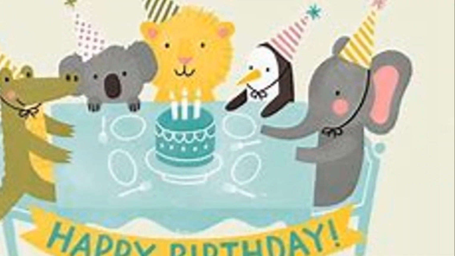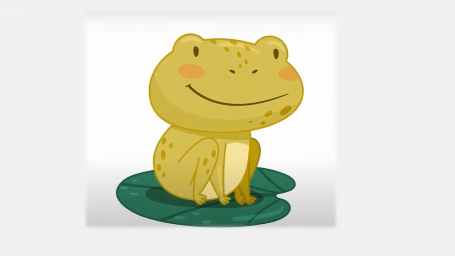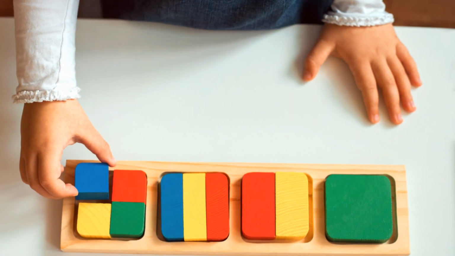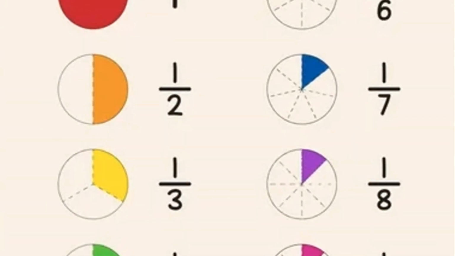As our animal friends continue to enjoy their cake, Froggy gives them one last piece of advice. Keep exploring, keep asking questions, and keep practicing. And remember, learning is a journey, not a destination. Remember, fractions are everywhere. Keep practicing and you'll be a fractions expert in no time.